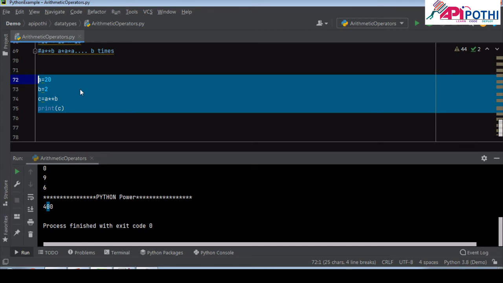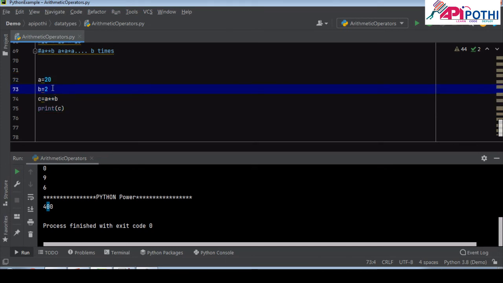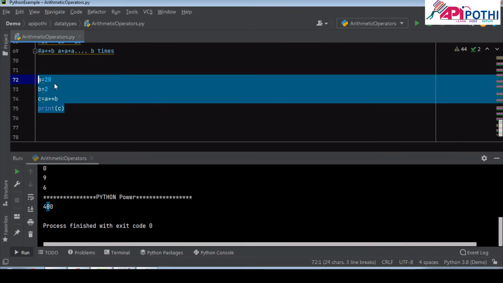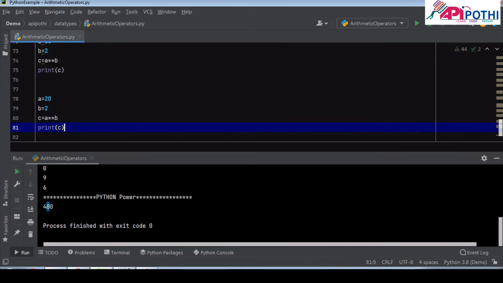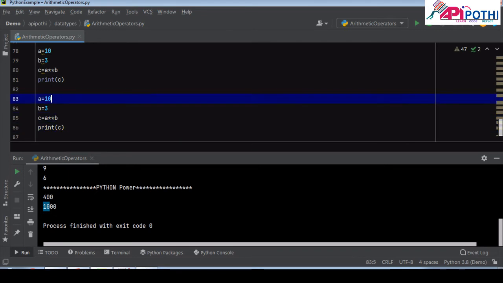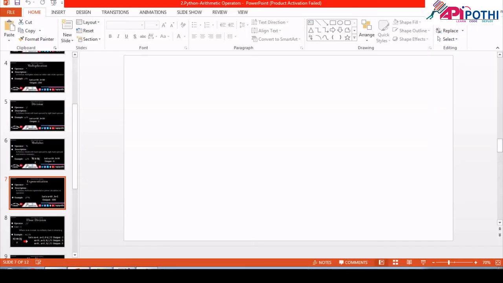Copy this one and here put 10, and here put 3 times. It means 10 into 10 into 10. 10 into 10, 100 into 10, 1000. It should give 1000. Same you can perform here with negative also. It will give you the negative. Just put the minus here. Minus 1000. Right. So this is good with the power.